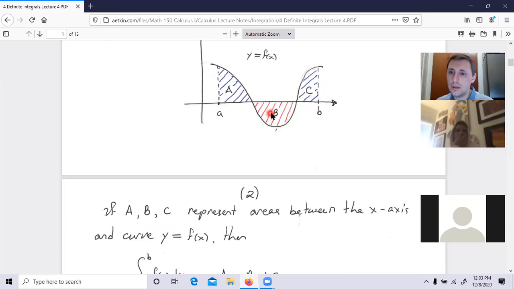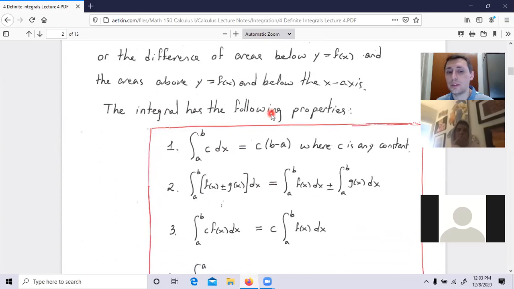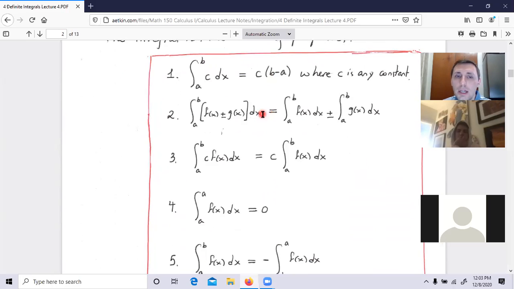Good? Now let's see what other properties we can deduce about integration. So the first property is that the integral of C from A to B, that just means it's a constant. So that is a rectangle of height C and width B minus A. Good? So number one is obvious. If C is constant, it should be C times B minus A.